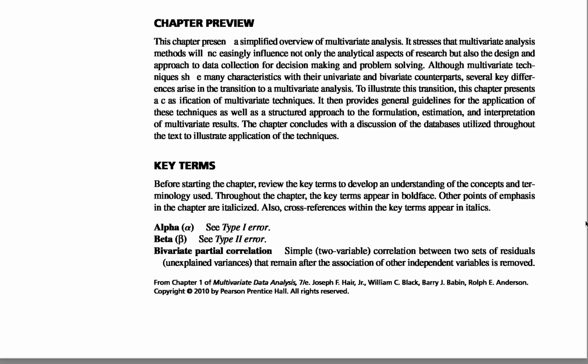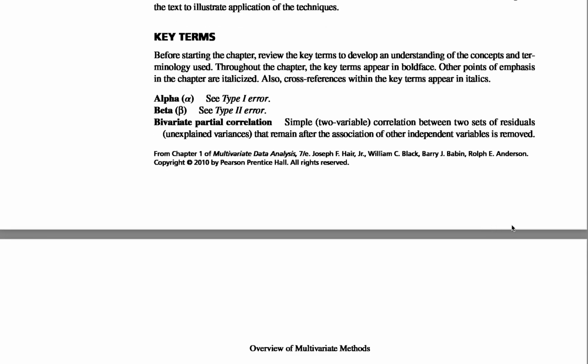Let's talk about the key terms. Before starting the chapter review, the key terms help develop an understanding of the concepts and terminology used. Throughout this chapter, the key terms appear in boldface. Other points of emphasis in this chapter are italicized. Also, cross references within the key terms appear in italics. Alpha, which is a type 1 error, and beta, which is a type 2 error.